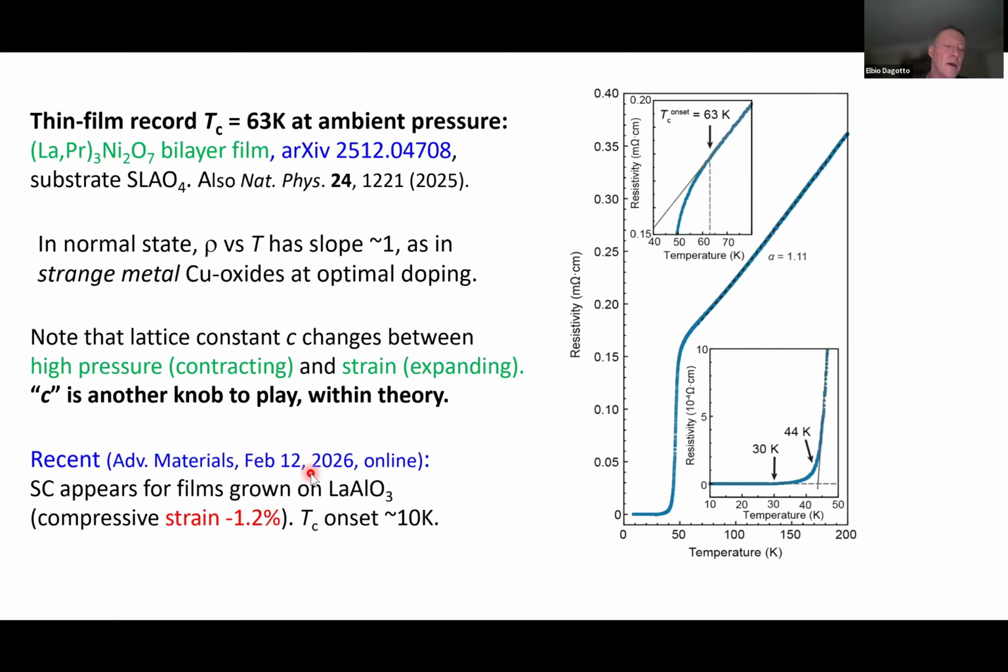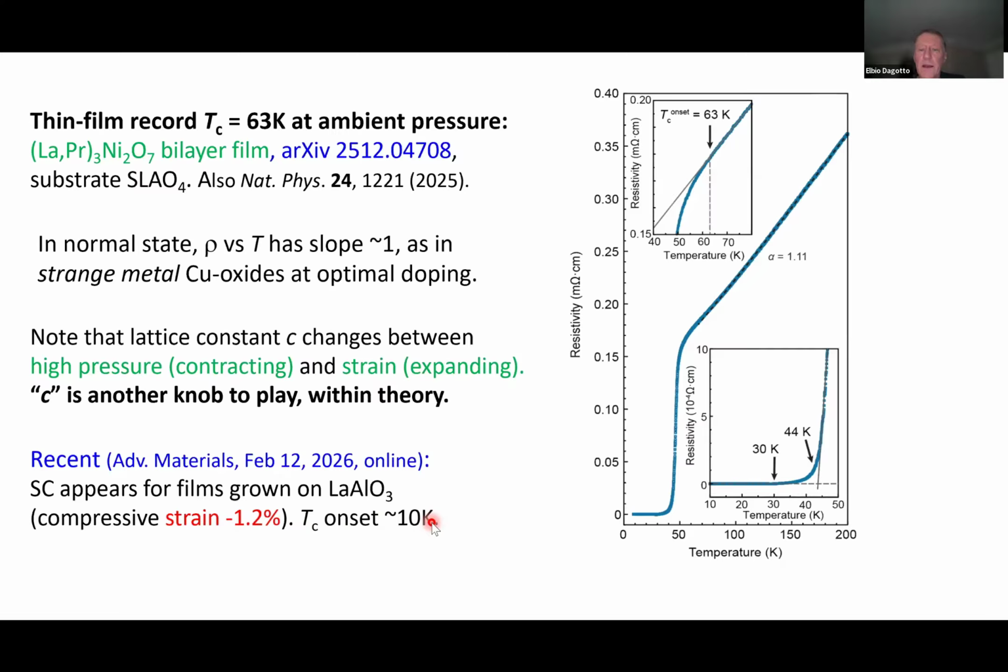In February, we got a paper in Advanced Materials where for the first time another substrate was used, lanthanum aluminum oxygen 3. This is the only paper that we have, to my best knowledge, using this different substrate. Now the compression is smaller. The claim is that with less compression, maybe you can grow thin films thicker than with a high compression. But the TC is only 10 Kelvin. So that's the status of this area.